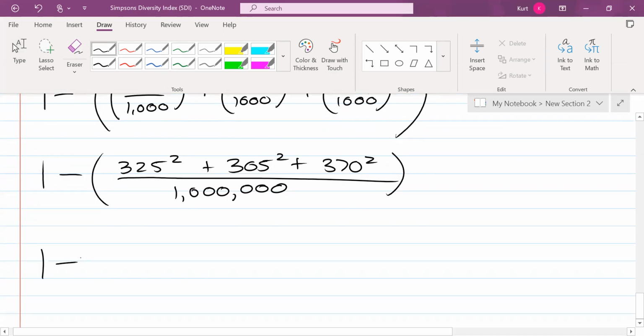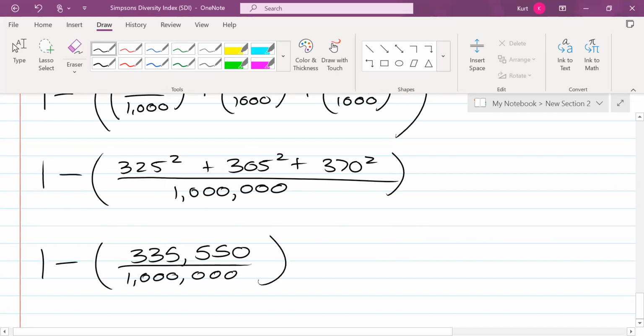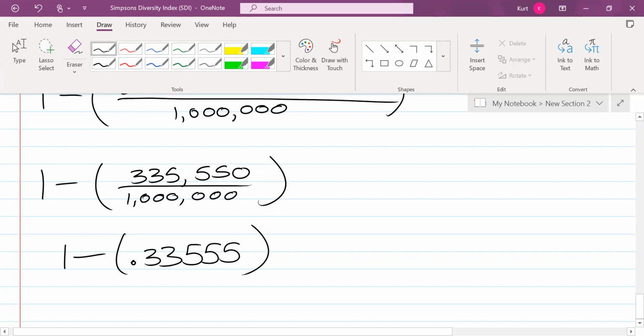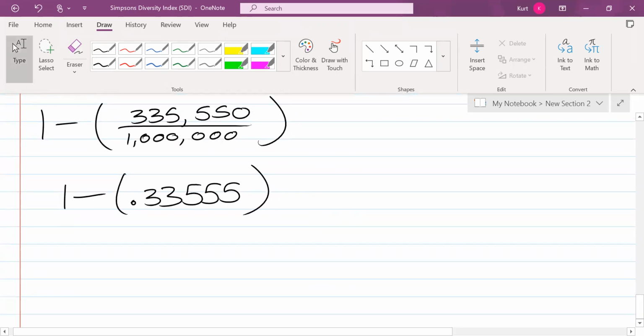So let's do the whole squaring and then add those together. 325 squared plus 305 squared plus 370 squared is going to be 335,550 divided by 1 million. That is going to be 0.33555. And then 1 minus that value will be 0.664. Max, what does that number mean?